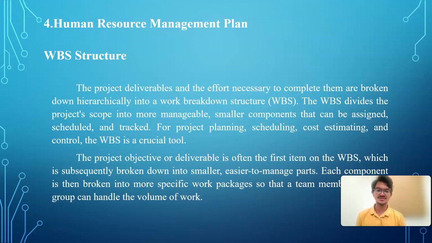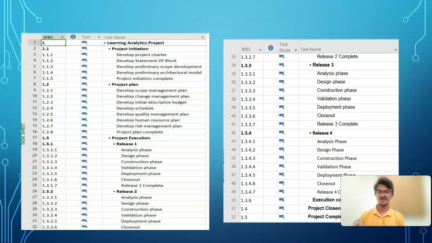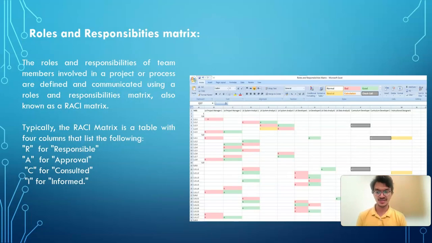And now coming to the human resource management, WBS. WBS is nothing but a work breakdown structure. WBS means breaking down actual work into much smaller and manageable pieces. As you can see here in the project, the bigger tasks are project initiation, plan, and execution, which are further subdivided into 5, 8, and 7 subtasks of their own.